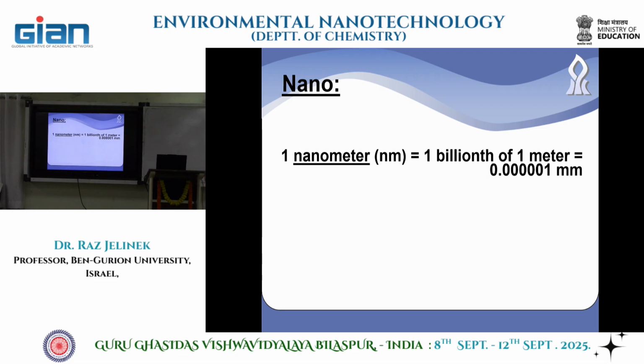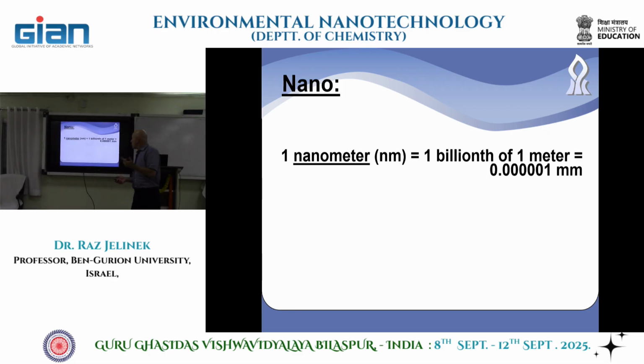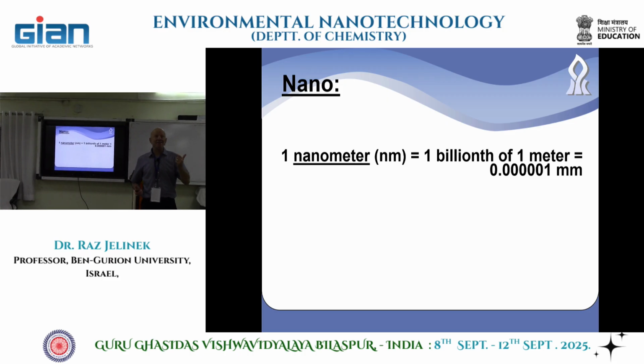But for now, let's just understand what we mean by nanotechnology. So nano is actually a measure, a unit. One nanometer is 1 times 10 to the minus 9th meter, one billionth of a meter, a very, very small dimension. So nanotechnology is the technology of very, very small dimension.